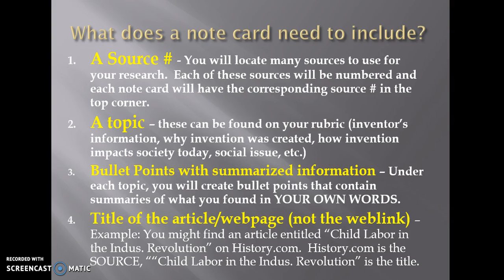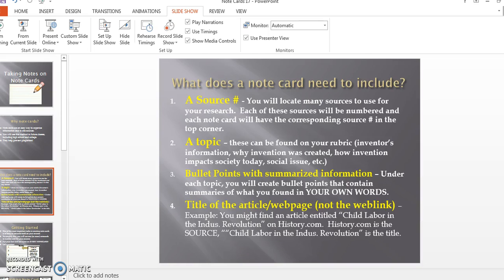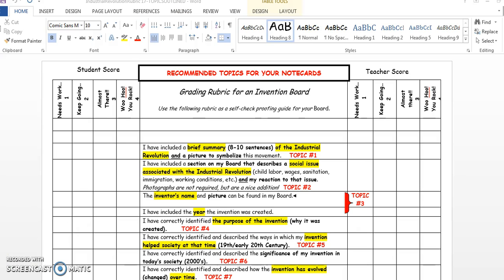Every single note card needs a topic. These can be found on your rubric, like the inventor's information, why the invention was created, how the invention impacts society today, your social issues, etc. So let me go ahead and actually show you one of the topics. You will be getting this, or if you haven't already, this is the recommended topics for your note card. So these are the topics that we're talking about that are highlighted.